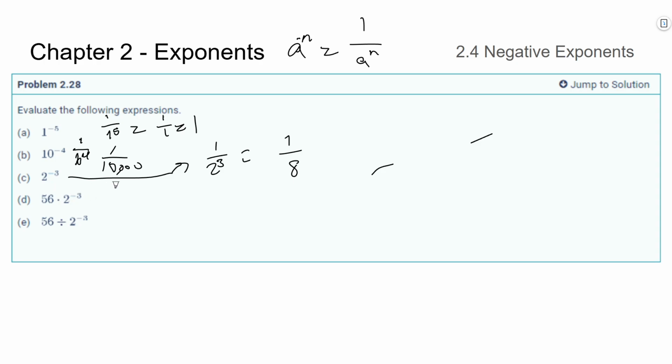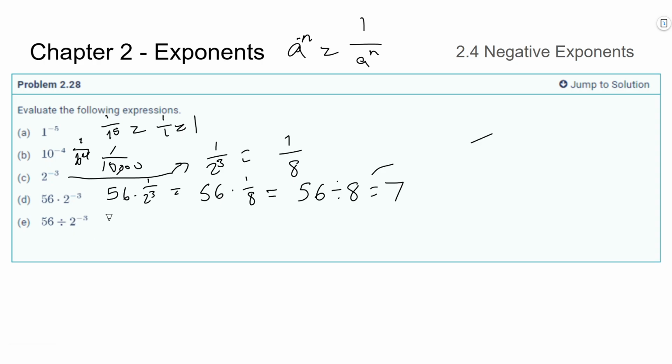And then this one right here, 56 times the reciprocal of 2 to the 3rd, which we already know is 1 over 8. So it'll be 56 times 1 over 8. And look what we have here. We have multiplying a reciprocal. Well, we know that's the same thing as division. Multiplying the reciprocal is the same thing as division. So we can go ahead and convert this to 56 divided by 8. And that's going to give us 7.